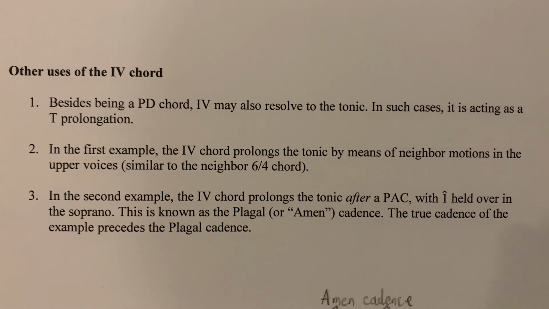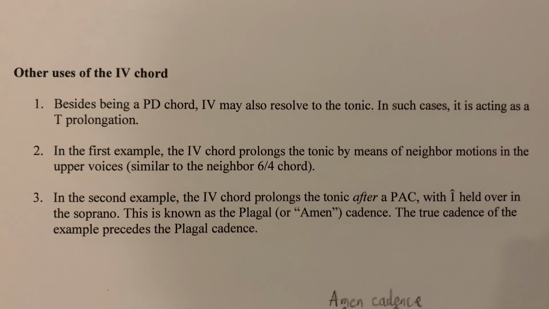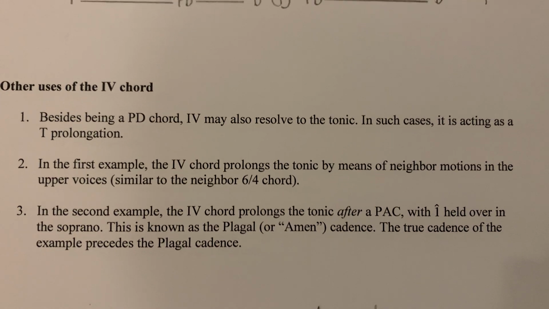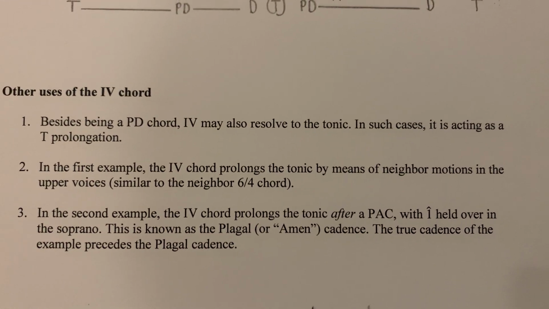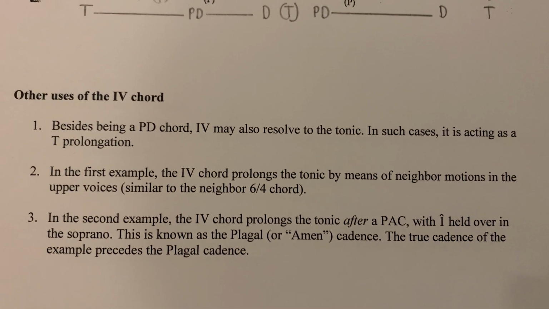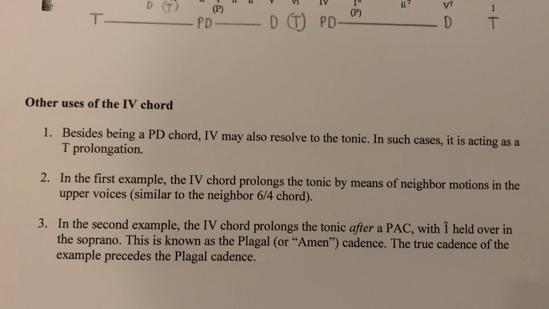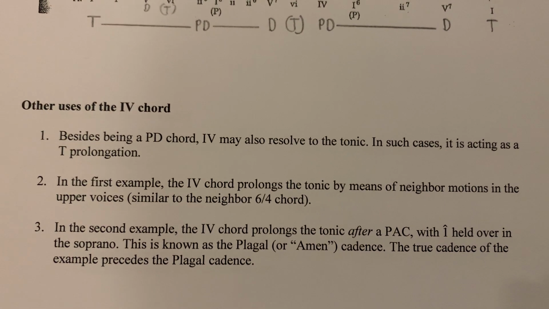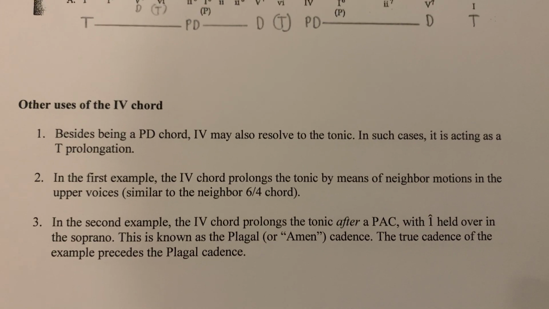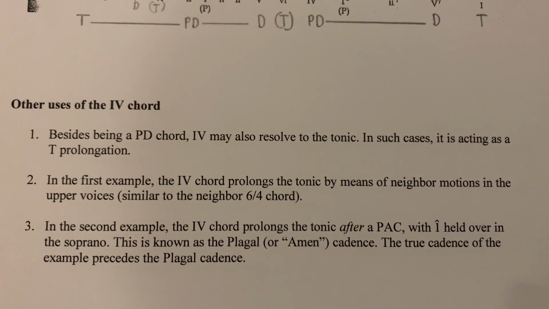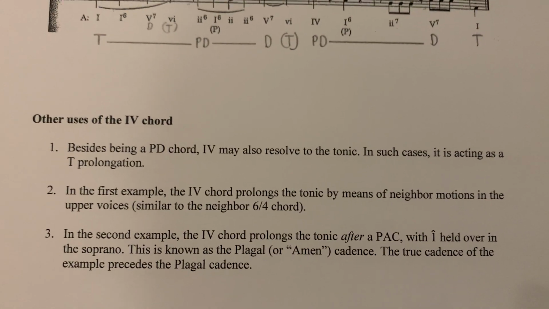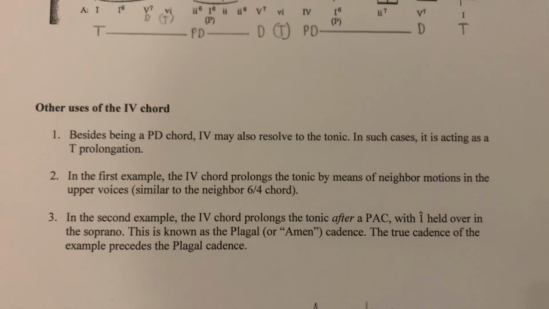But the 4 chord is actually kind of special because it's one of the only other chords that is allowed to resolve to the tonic. All right. Now, if the 4 chord does resolve to the tonic, it's going to be a tonic prolongation. And you've kind of seen this before in the neighbor 6/4. If you went 1, 4, 6, 4 to 1, we saw that that's kind of like a tonic prolongation. Same idea here. So 4, if it does go to the tonic, it's going to be part of a tonic prolongation. And I'm talking about here 4 in root position.